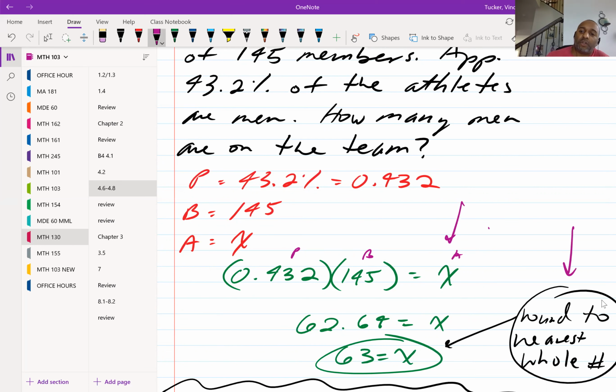And notice I said round to the nearest whole number because there's no such thing as 0.64 of a person. So this would be one of those situations where they would expect you to round to the nearest whole number. So it'd be 63 men.